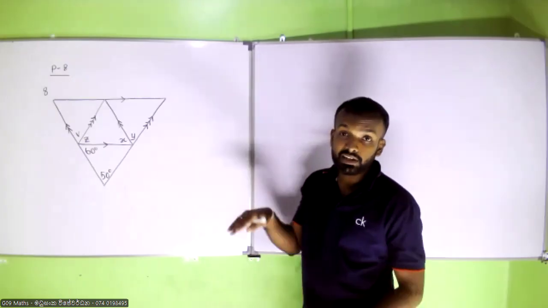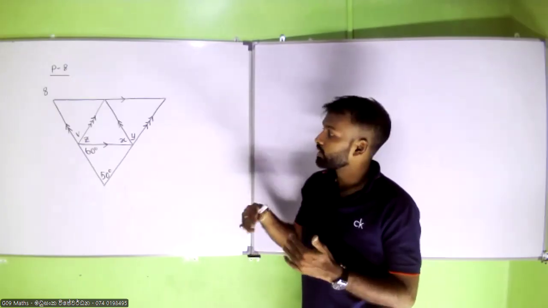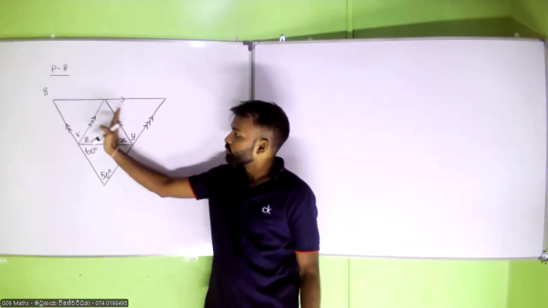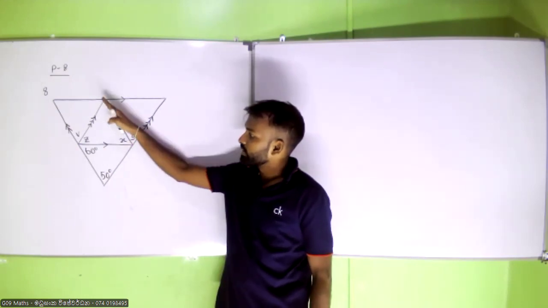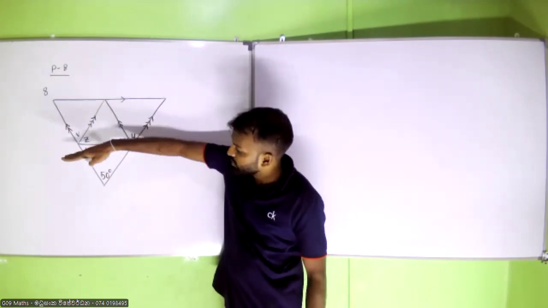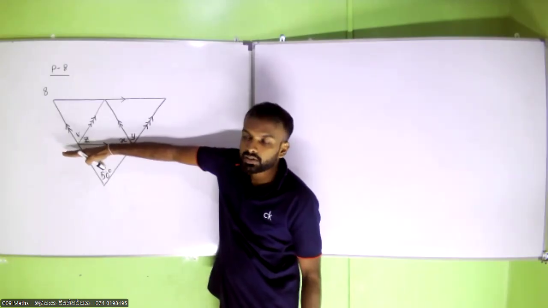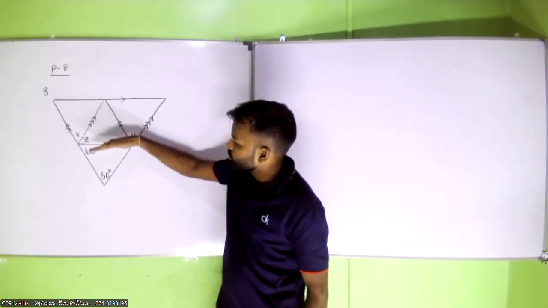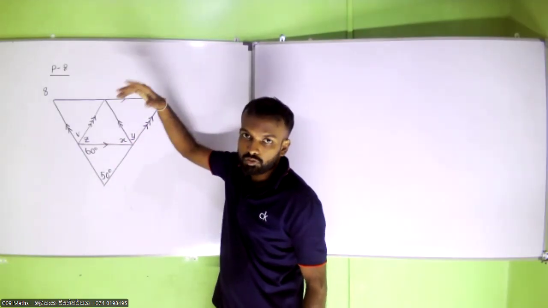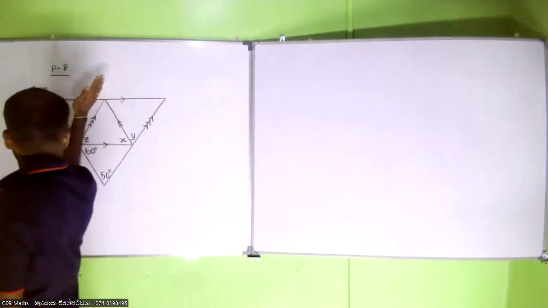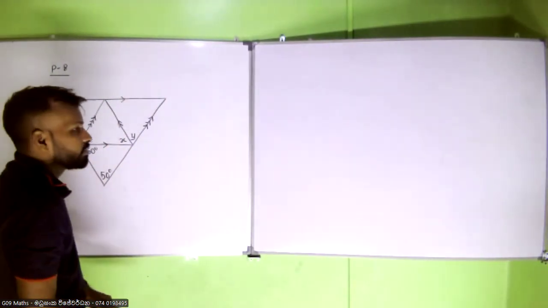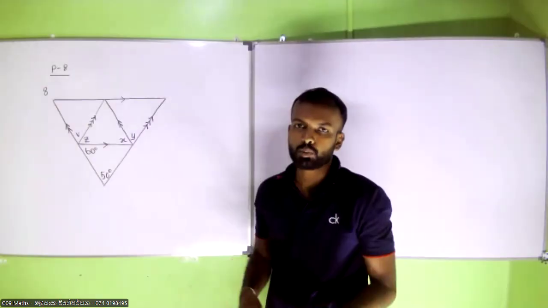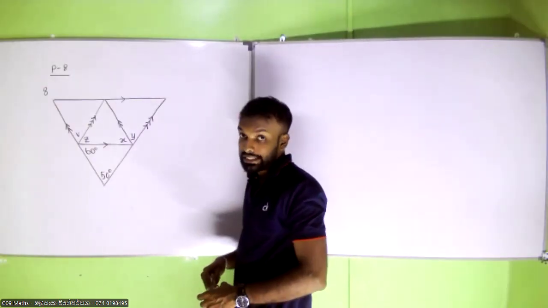And they are acting as a transversal each time. If these two lines are parallel, this line is acting as a transversal, and this line is also acting as a transversal for these parallel lines. There are two transversals, this one and this one. You can have multiple transversals for the same two parallel lines. So you have to use that property to find v, x, y, z.